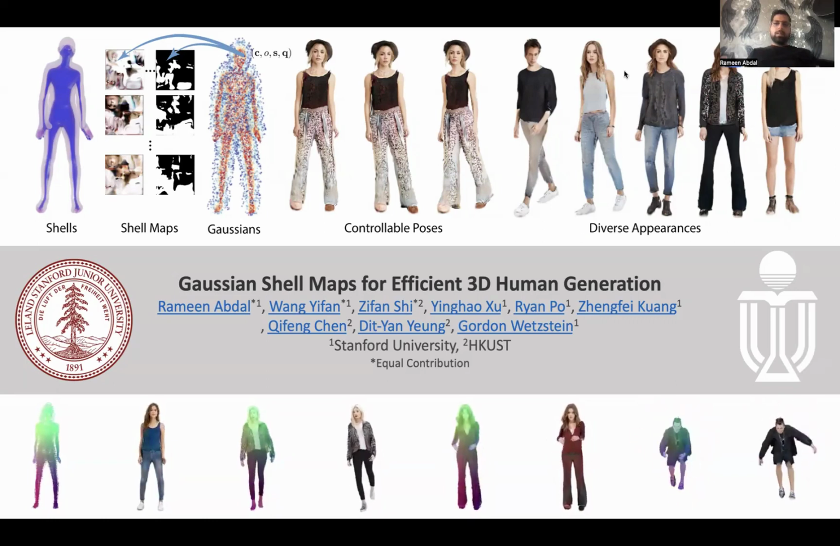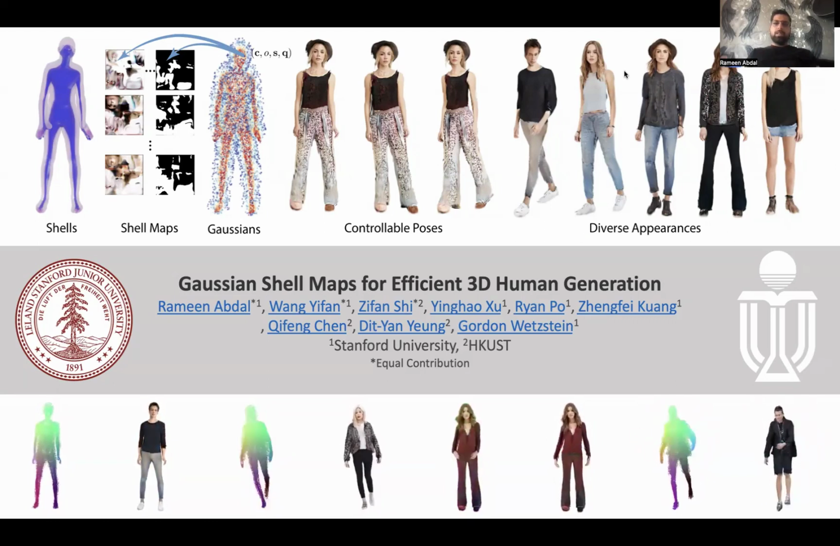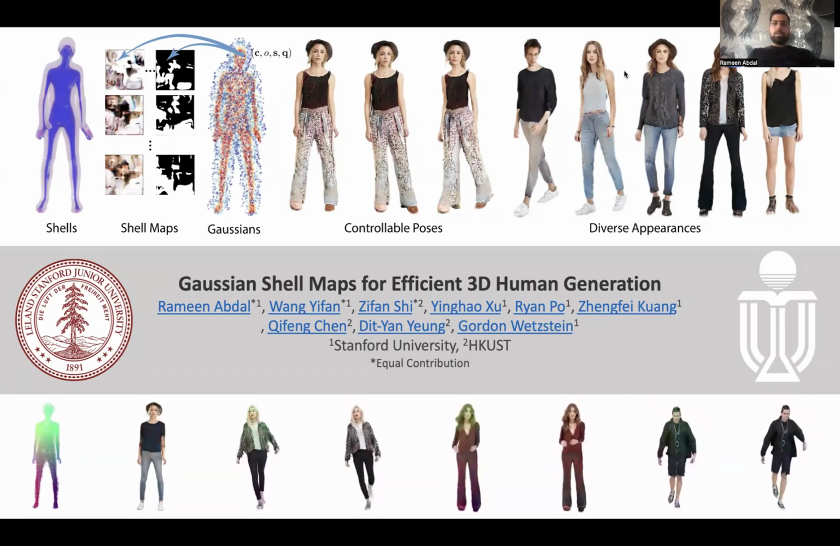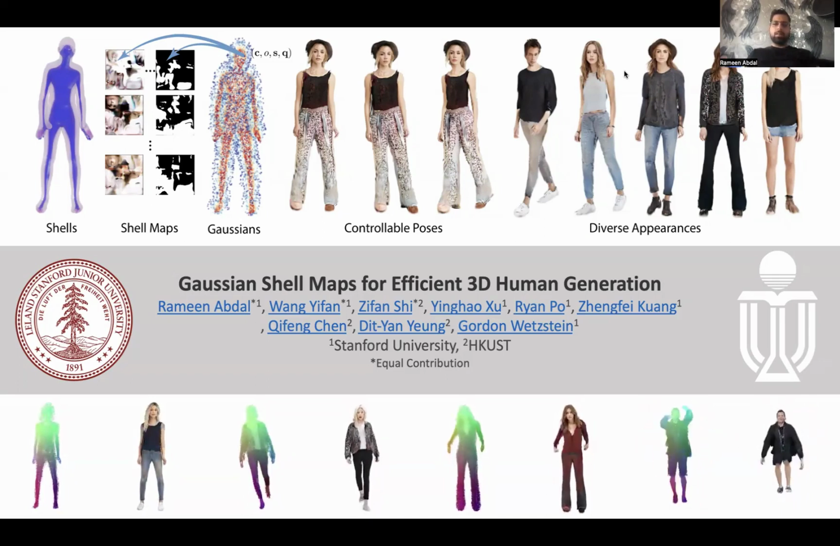We worked on a project titled Gaussian Shell Maps for Efficient 3D Human Generation. We use the recently released 3D Gaussians to generate digital humans using single-view datasets. Our work is one of the first works using Gaussians in a generative feed-forward network setup. Below are the examples of generation and articulation achieved by our method.